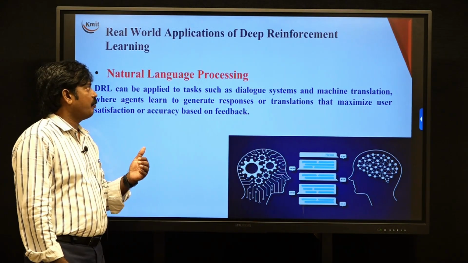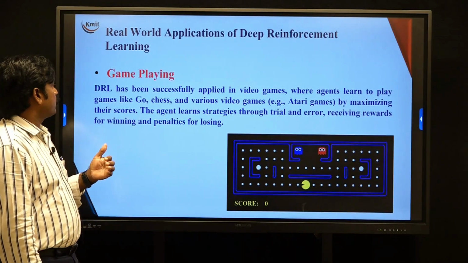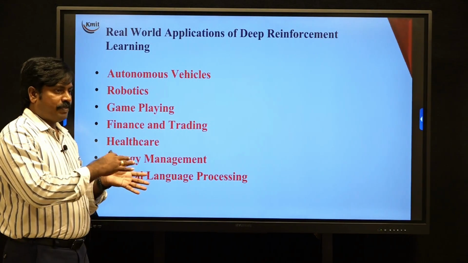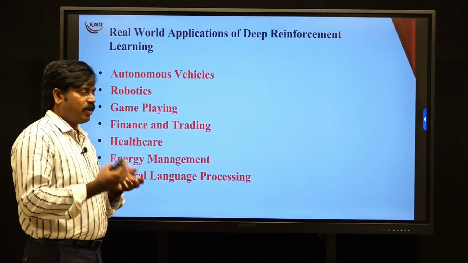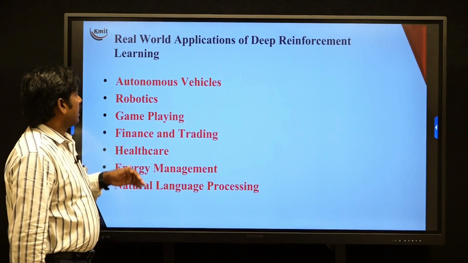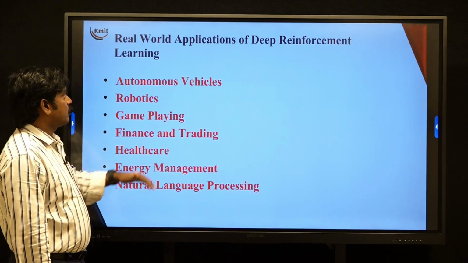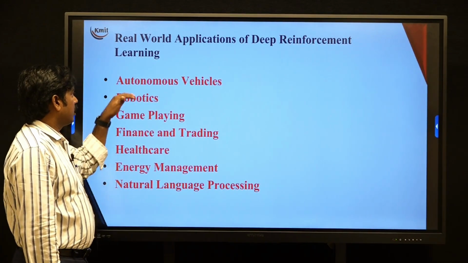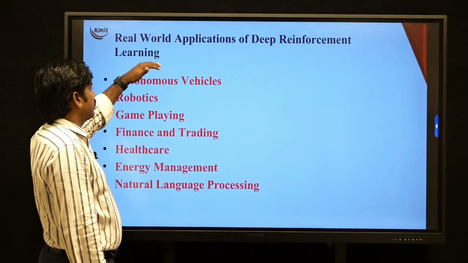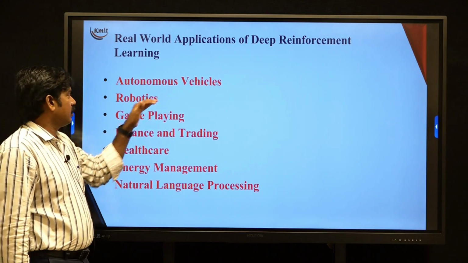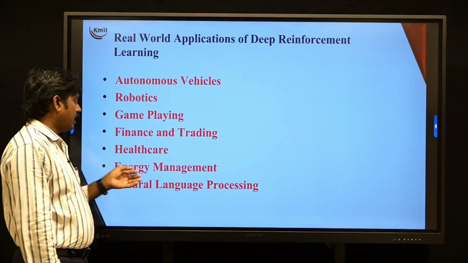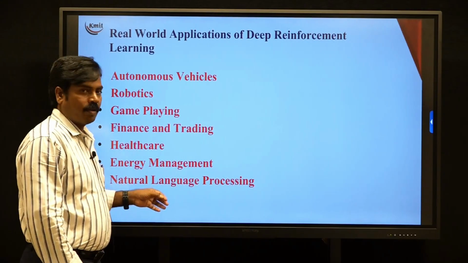These are the applications of deep reinforcement learning. In deep reinforcement learning, deep learning is used for feature extraction and function approximation. We use deep reinforcement learning techniques in autonomous vehicles, robotics, game playing, finance and trading, healthcare, energy management, and natural language processing.